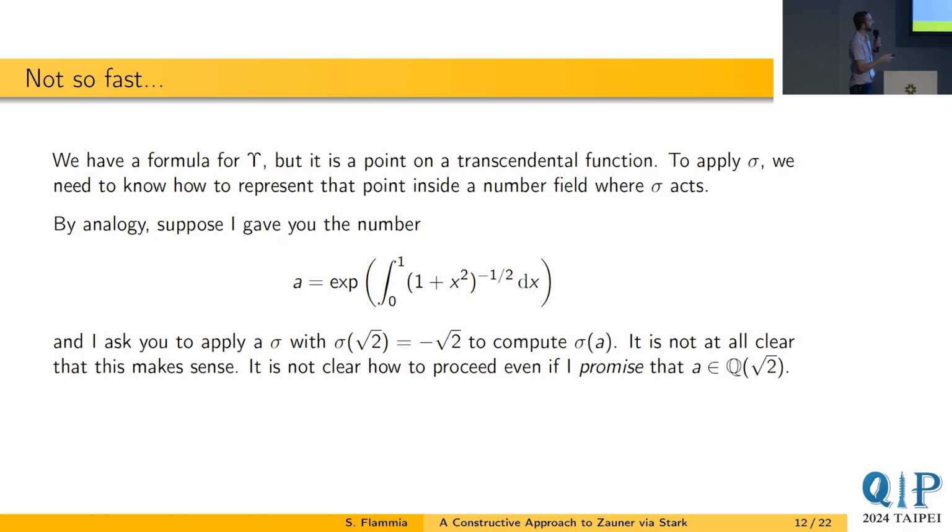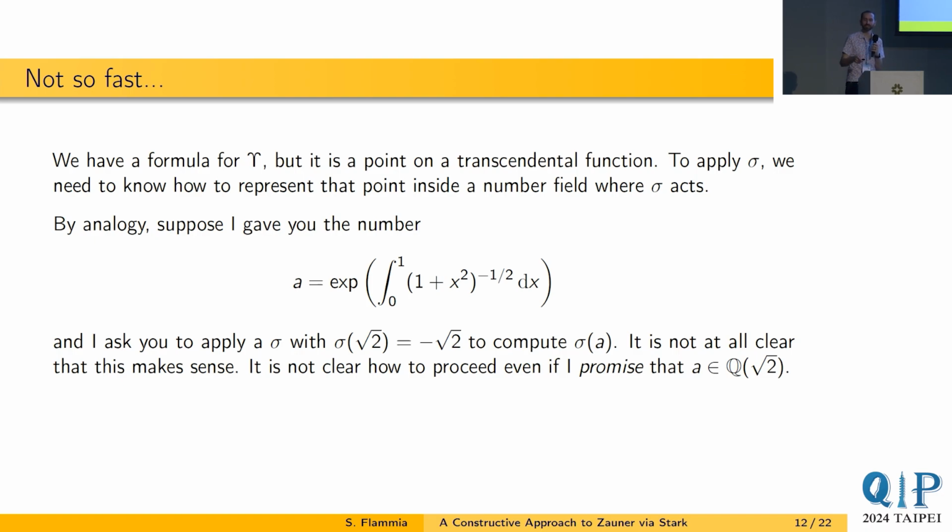Suppose I gave you the following number. So this is just a number, right? You evaluate this integral, you take the exponential, you get this number A. And I tell you, just apply the following Galois automorphism, the one that takes root 2 and flips its sign. You're going to say, what are you talking about, Steve? This doesn't make any sense. How do I even know that that thing lives in that number field or above that number field? Oh, but suppose I even promise you that it's in that field. How do you proceed? I'll give a beer to anybody who can tell me what the Galois conjugate of this number is before I get to the next click.